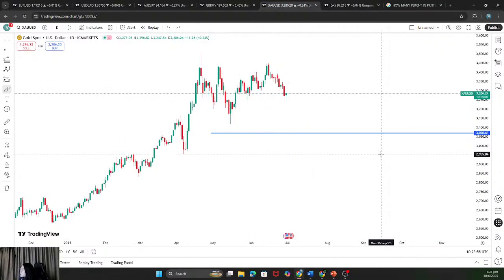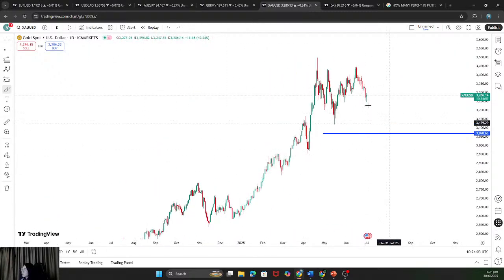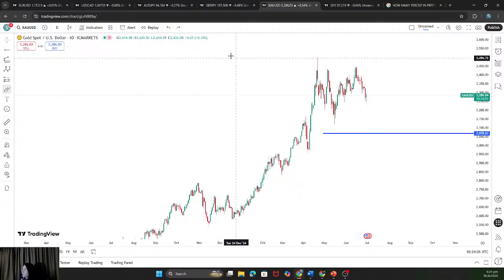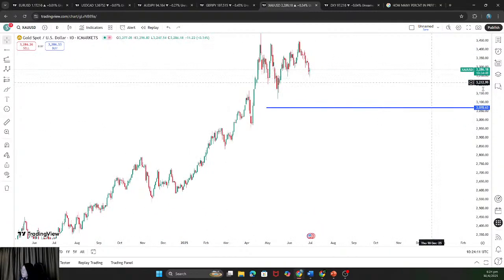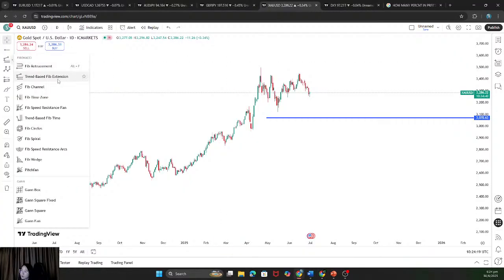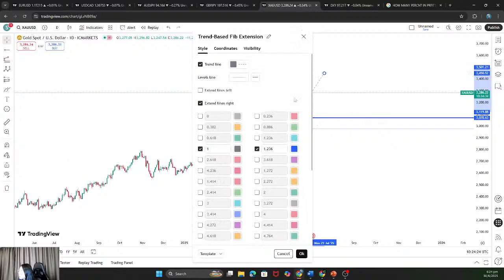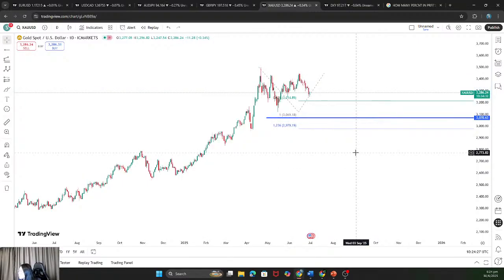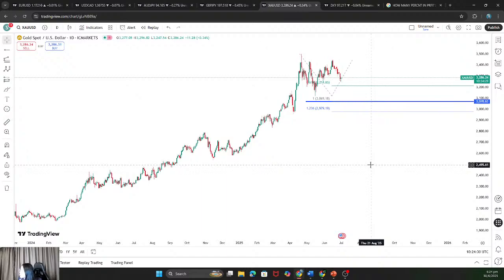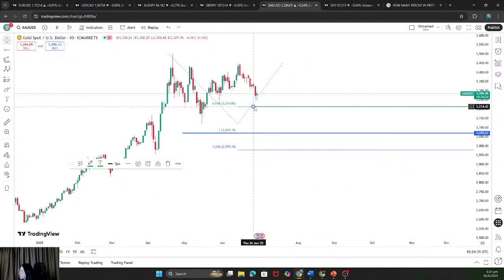XAU USD. Okay, cool. Again, just personally, I think it's gonna pull back to here. I may be wrong. Okay, give me a sec. So it could pull back to 61.8, 100%. Okay, so 3 possibilities for gold. This is based on Elliott wave, okay?